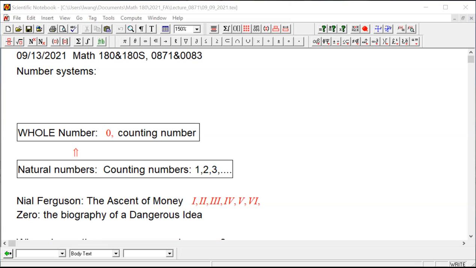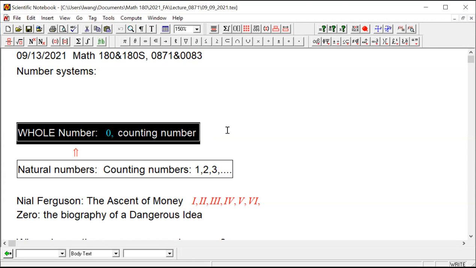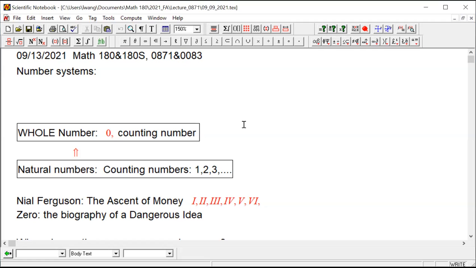But without further ado, this is a story related to zero, guys. Zero is a very important number. We haven't had the chance to address it. So today, yes, we do.